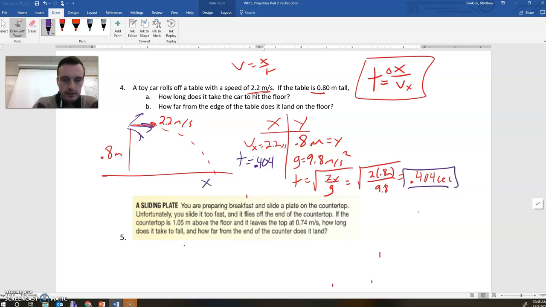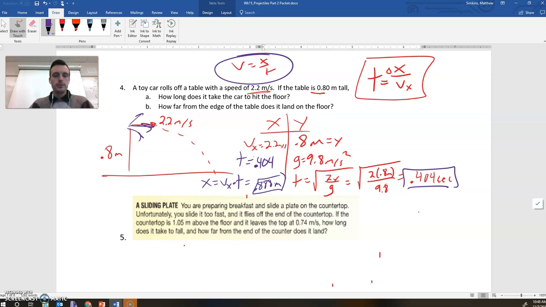And then, of course, we could get how far away it is. So X equals Vx times T. Again, that comes from here, solving for X. You can plug those numbers in. So Vx 2.2 times T of 0.404. That's going to get you 0.888, repeating, meters. That's how far out you go. Kind of cool.